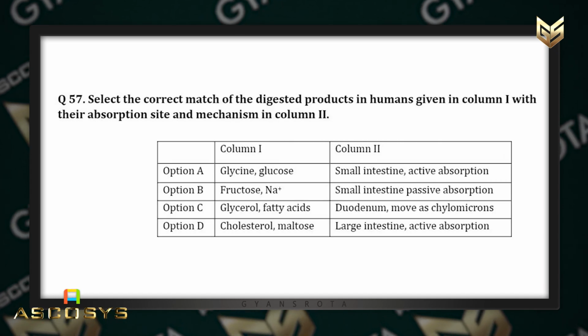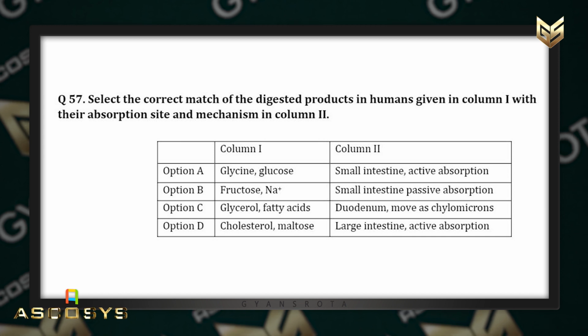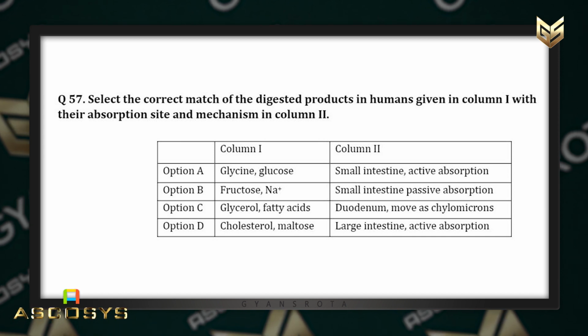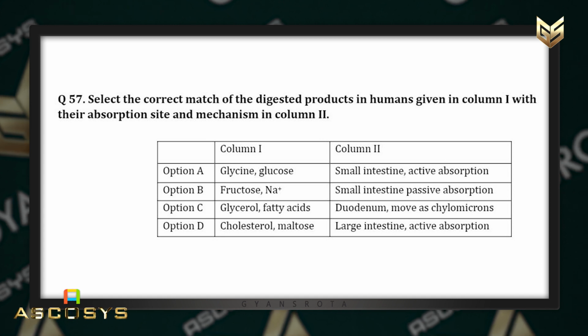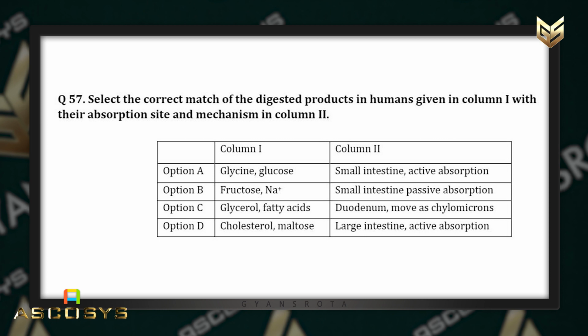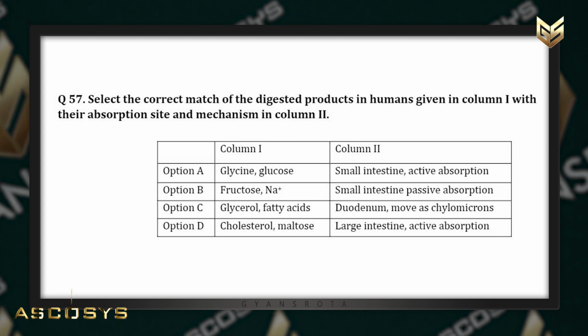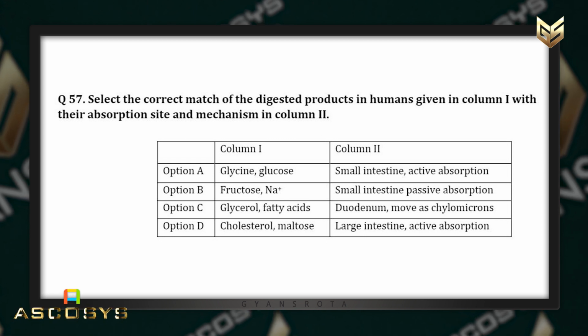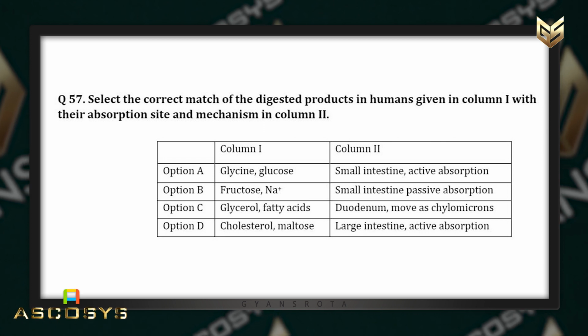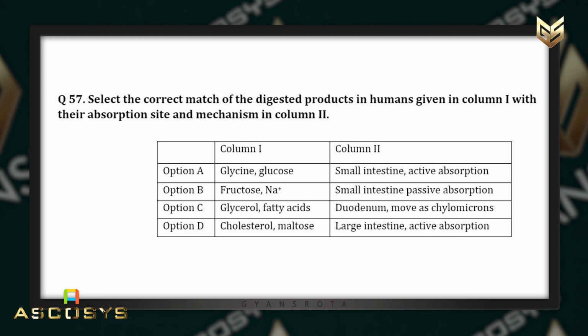Select the correct match of the digested products in humans given in column 1 with their absorption site and mechanism in column 2. So here are the options given. Option number A, glycine, glucose, and their absorption site is small intestine, active absorption. Option number B, fructose, sodium, their absorption site is small intestine and they are passive absorptions. Next, option number C, glycerol, fatty acid, their absorption site is duodenum and they move as chylomicrons. Next, option number D, cholesterol and maltose, their absorption site is large intestine and they are active absorption.